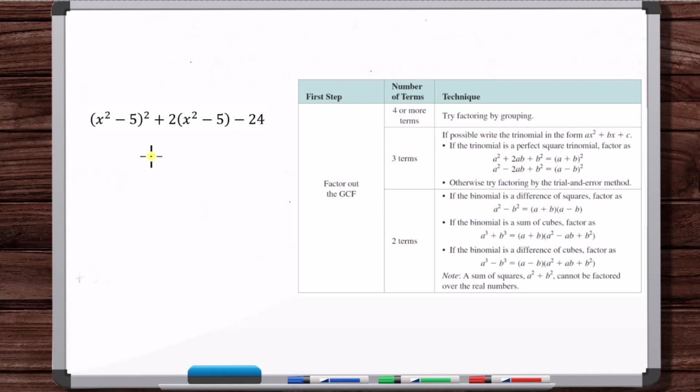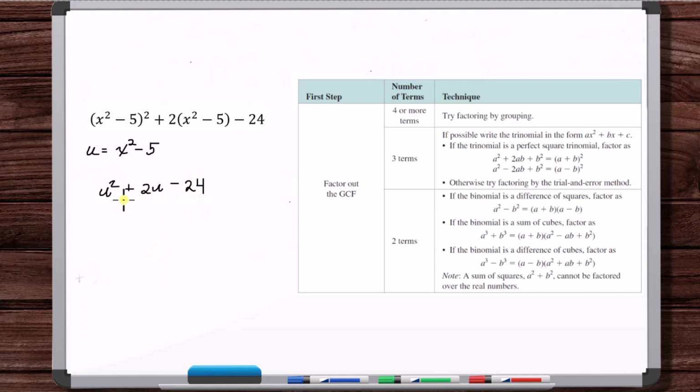So here's another example where you need to look for that pattern. This is advanced level difficulty. Do we expand all of this out? We could expand all this out and see if we could factor it. But you got to be clever and see that we've got something squared plus 2 times something minus 24. What if I said that u is equal to x squared minus 5? What would happen? I would get u squared plus 2u minus 24. Well, I know how to work with this.